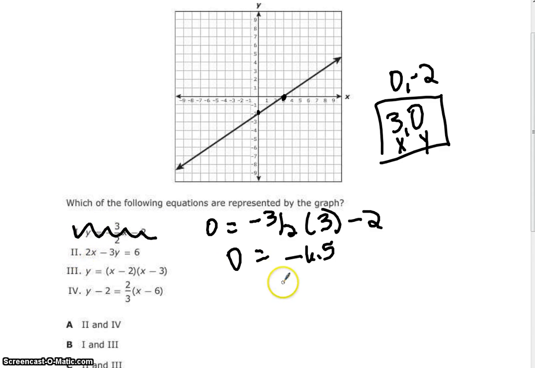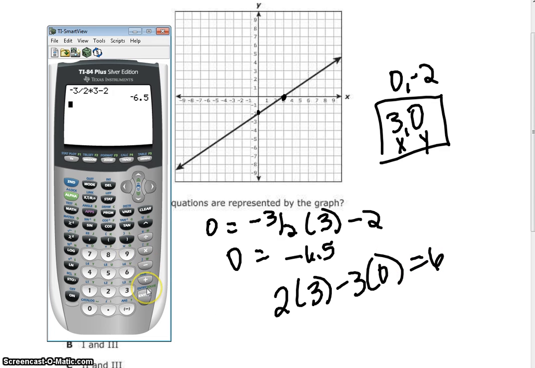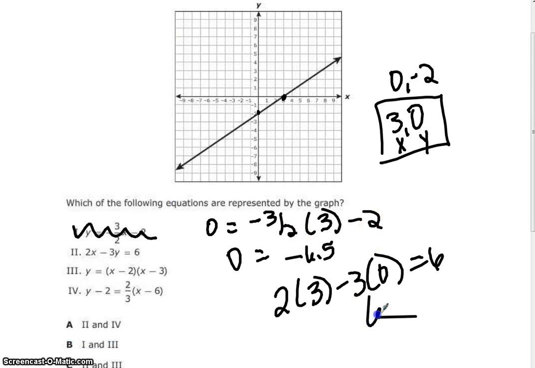So for equation number 2, you would say 2 times, and instead of x, we're going to put 3, minus 3 times, and instead of y, we're going to put 0. And this needs to equal 6. So I'm going to go to my calculator, and I'm going to say 2 times 3 minus 3 times 0. And I get 6. Is 6 equal to 6? Yes, it is. And so that's a good choice. But I've got to check the other ones too.